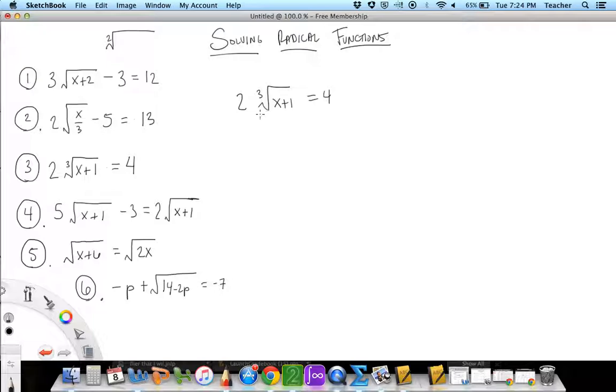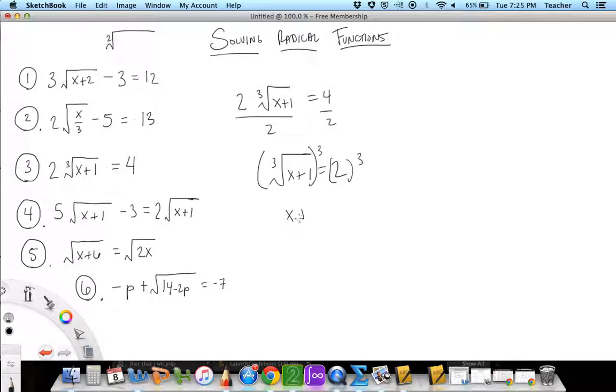Now, not much is going to change here. I'm still going to isolate the variable, similar to what I've been doing. But now I'm just going to change it up a little bit because I'm taking the cube root of x plus 1. So what's the inverse of doing a cube root? Well, if you answered cubed, then you are correct.